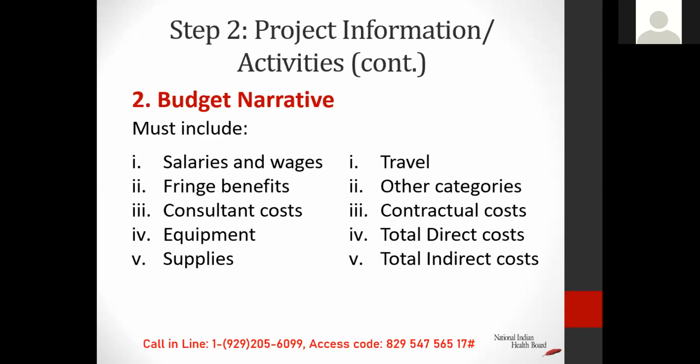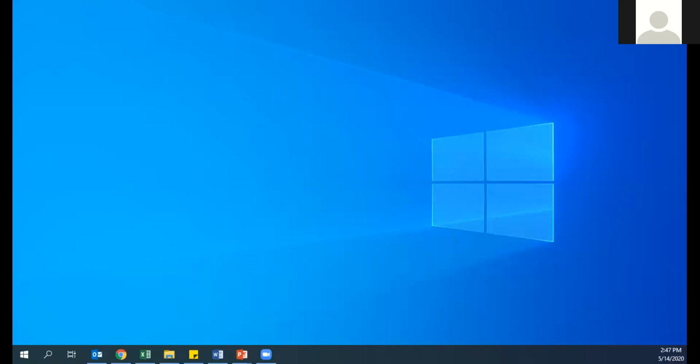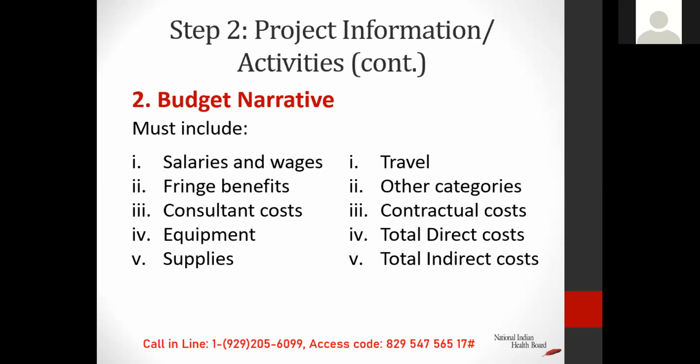So the CDC has a standard budget narrative form. You can find that online in a number of different Google places. But know that you'll need to construct a budget narrative that has all of these elements: salaries and wages, fringe benefits, consulting costs, equipment, supplies, travel, other, which is broad, contractual costs. This is where you're going to be issuing larger contracts, and then you'll be totaling your direct costs and your indirect costs.